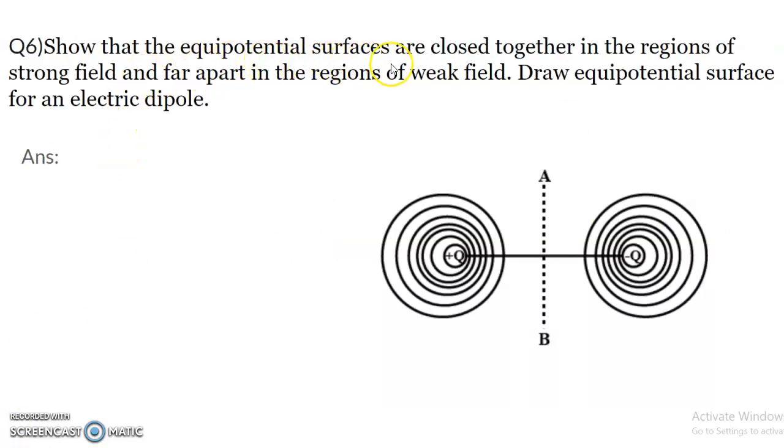Show that the equipotential surfaces are close together in the regions of strong field and far apart in the regions of weak field. Draw equipotential surface for an electric dipole. So I've already given this diagram, which is the equipotential surface for an electric dipole, but you have to draw this. So guys, we know that, let us start writing this answer.